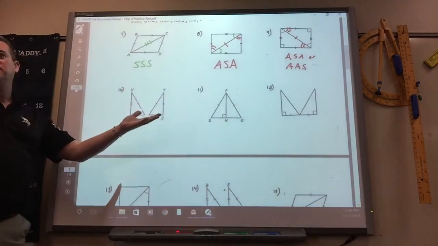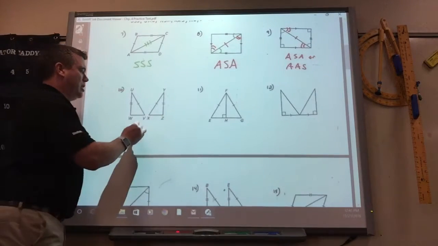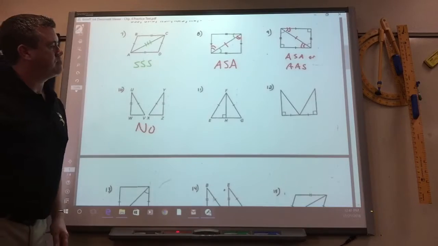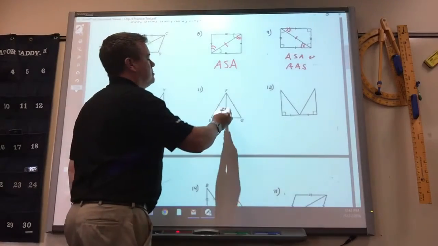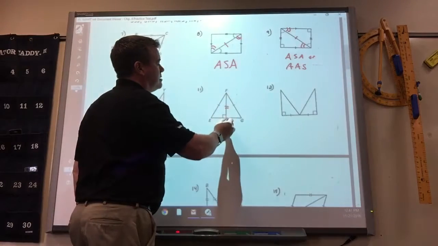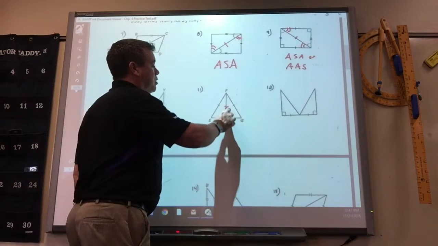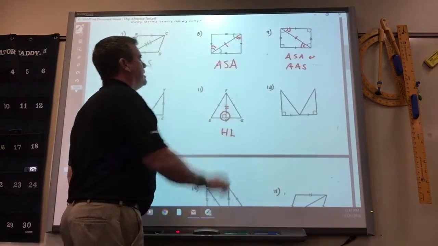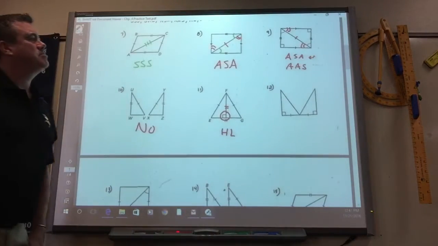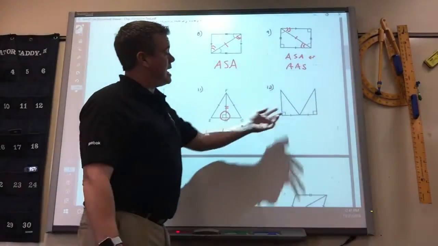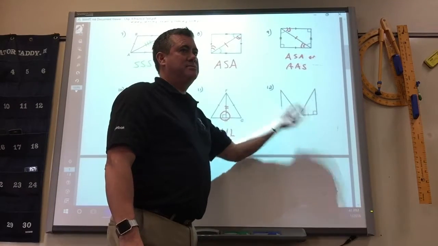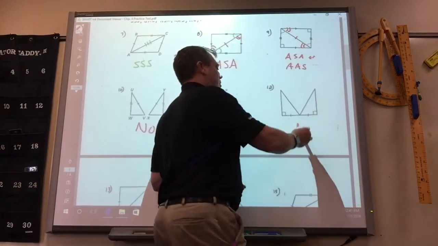Number 10? No. We only know two things. It's two sides, two sides. You need to know three. 11. HL. It's got a shared side. The hypotenuses are equal, and this leg is equal. Anytime you see a 90 in there, you should check HL. Here it's a 90, but we'd only know this set of sides. So we only know two things. So that one's no.